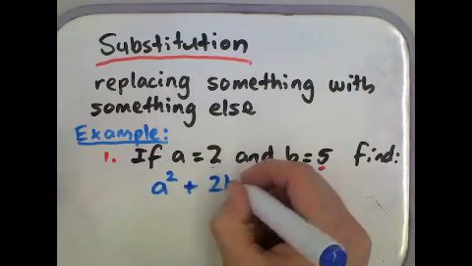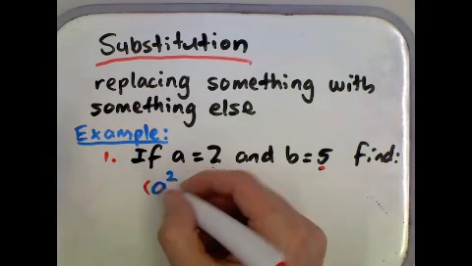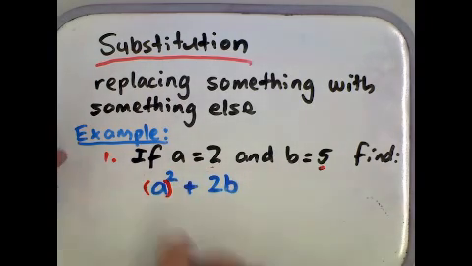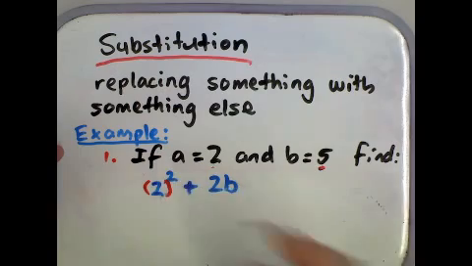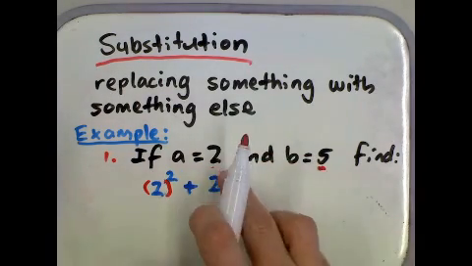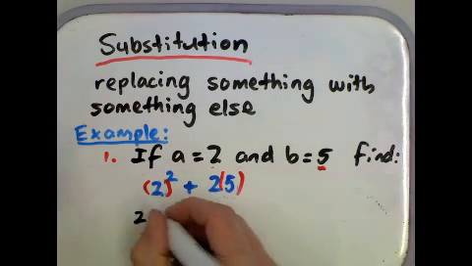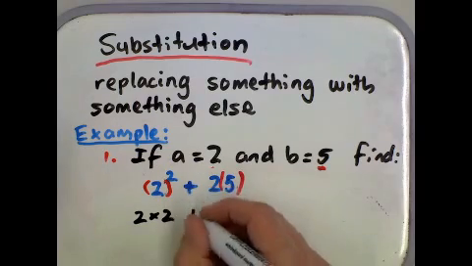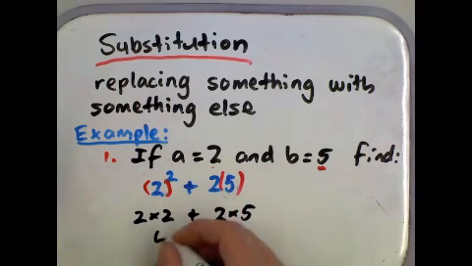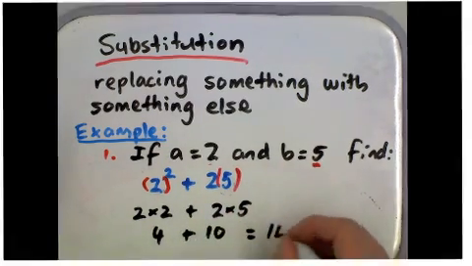Here's another example. A squared plus 2b. Again, we've got to have that algebra background, remembering that a squared is a times a. Now replace the a with a 2, so 2 squared, and we replace the b with 5. We're going to have 2 squared, which is 2 times 2, plus 2 times 5. There we have 4 plus 10 gives us 14.